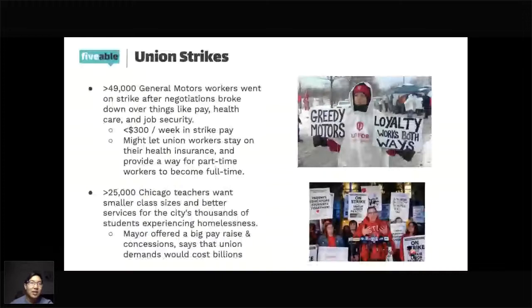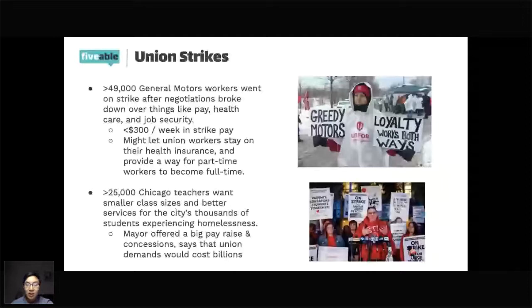All right, the next event is union strikes. I think this is our last one. So there has been a lot of striking happening, and it's kind of similar to the protests that happened in South America. Over 49,000 General Motors workers had to go on strike because negotiations broke down over things like pay, healthcare, and job security.